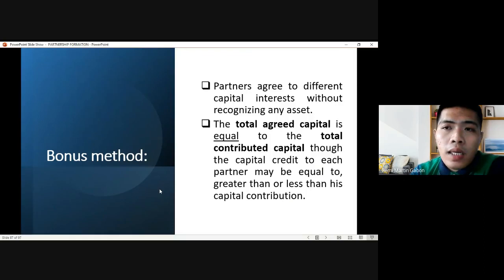Okay? The total agreed capital is equal to the total contributed capital, though the capital credit to each partner may be equal to, greater than, or less than his capital contribution. So meaning, sa example natin kanina kay Megatron tsaka Starscream, they can agree to make adjustments on their capital accounts without distorting the total asset. They can have equal agreed and contributed capital, but the credit to their capital accounts is different, maybe equal or different to their investment.